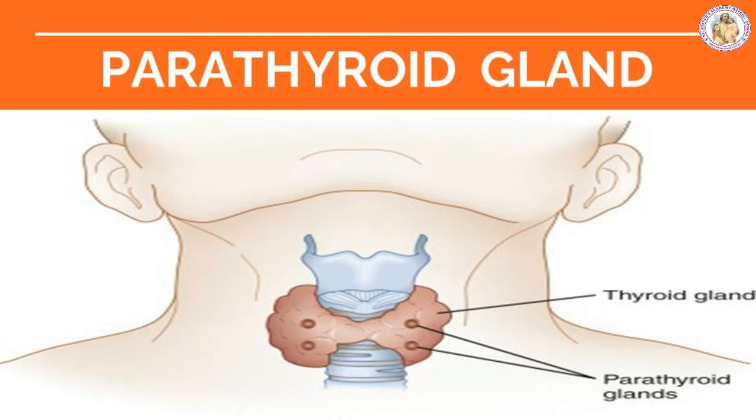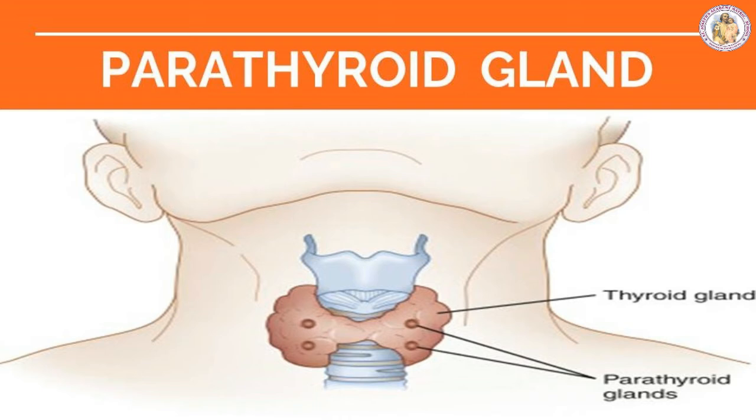Parathyroid gland. There are four small oval bodies situated on the posterior surface of the thyroid lobes. You can see this is the parathyroid gland. It has a small oval shape, four small oval bodies are there, isn't it? The chief cells of the gland are mainly concerned with the secretion of parathyroid hormone.